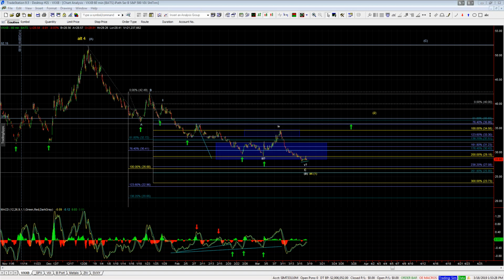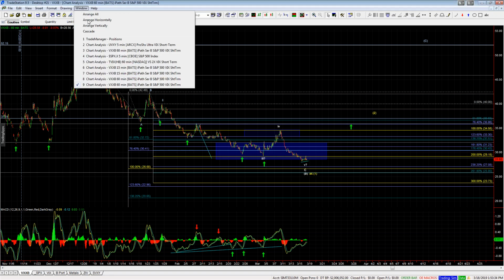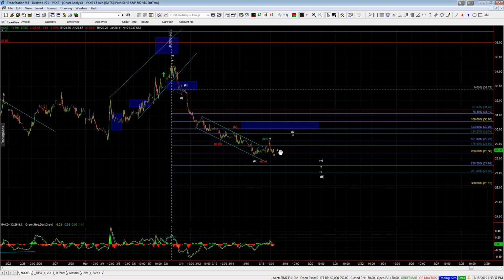VXSP, when should I go long? When we get a 5-wave move to the upside. So I'll note that in the VIX room when we get it. We don't have it just yet. I'm looking for one more low followed by a 5-wave move to the upside to give us confirmation that we have a bottom in place.